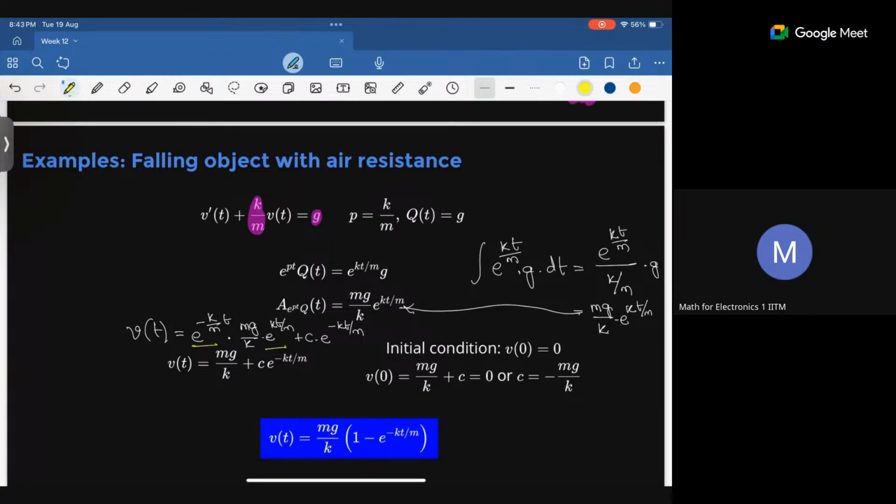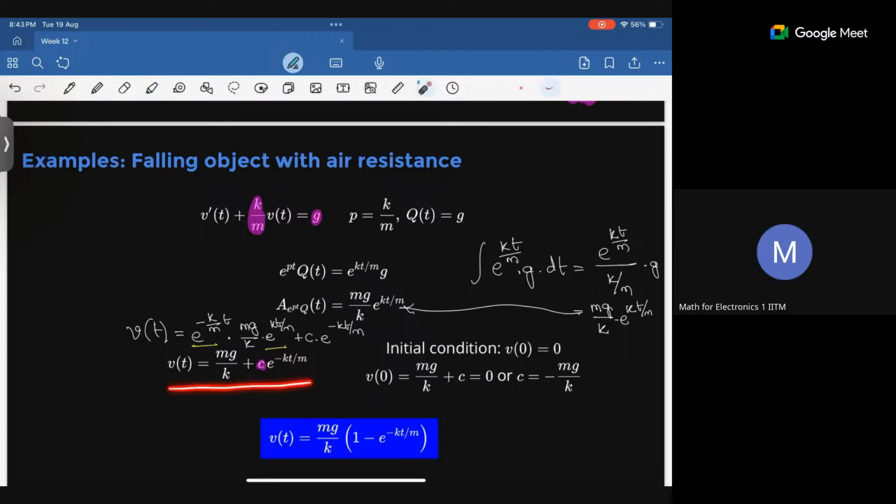So still we have to find this c. For that we are going to use the initial condition. We know that at time 0 there is no speed. So the speed of the object is 0 at t equals 0, which is v of 0 equals 0. So what we do is substitute that in this equation.